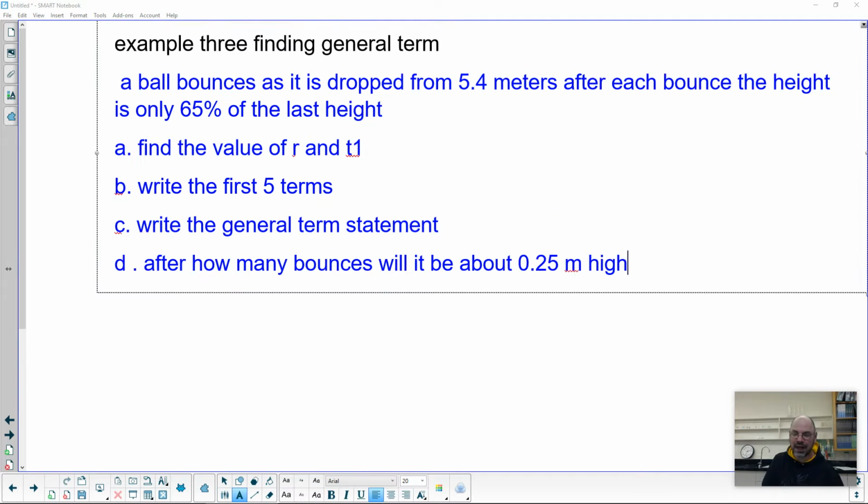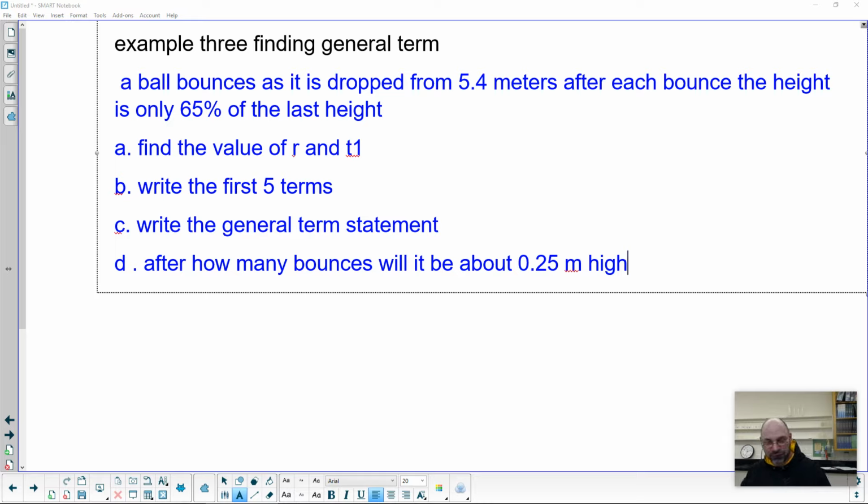Okay, last example, finding a general term basically, and some other things. So a ball bounces as it is dropped from 5.4 meters. After each bounce, the height is only 65% of the last height. So first thing we want to do is find R and T1.